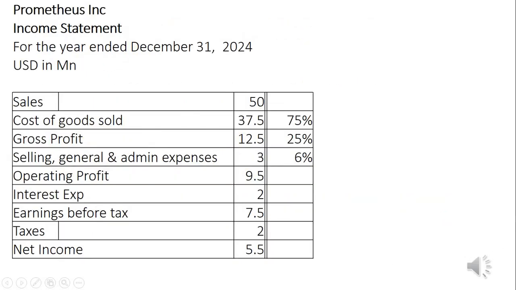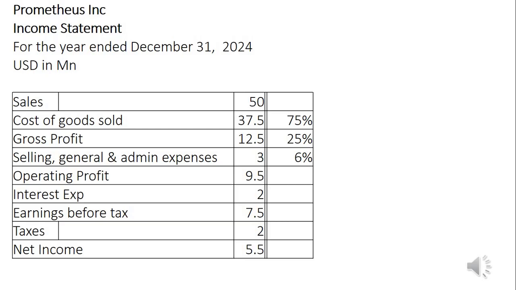For developing our first set of forecasted income statement and balance sheet, our starting point will be these statements from the last year for this hypothetical firm. As we can see, this firm registered a top line of $50 million while incurring cost of goods sold of $37.5 million. This translates to a gross margin of $12.5 million.